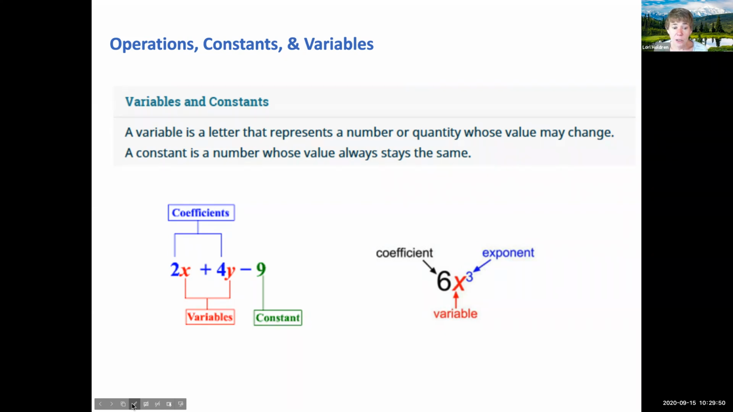When I see an expression like 2x plus 4y minus 9, and I look at the 2x component, the x is the variable and the 2 is called the coefficient. The same with 4y: the 4 is the coefficient and the y is the variable. The minus 9 at the end is considered a constant. The 2x, 4y, and minus 9 are all considered terms of the expression. Another example is 6x cubed. 6 is the coefficient, the variable is x, and the 3 is our exponent.